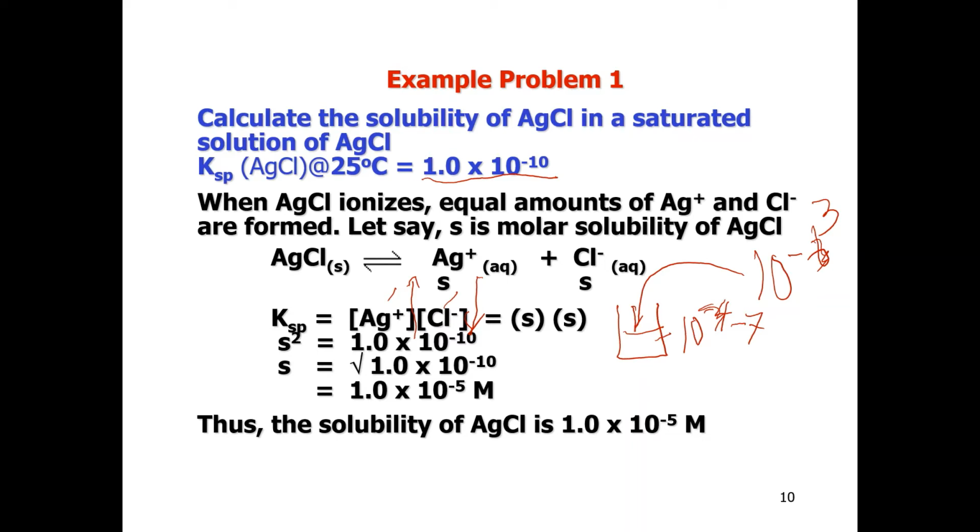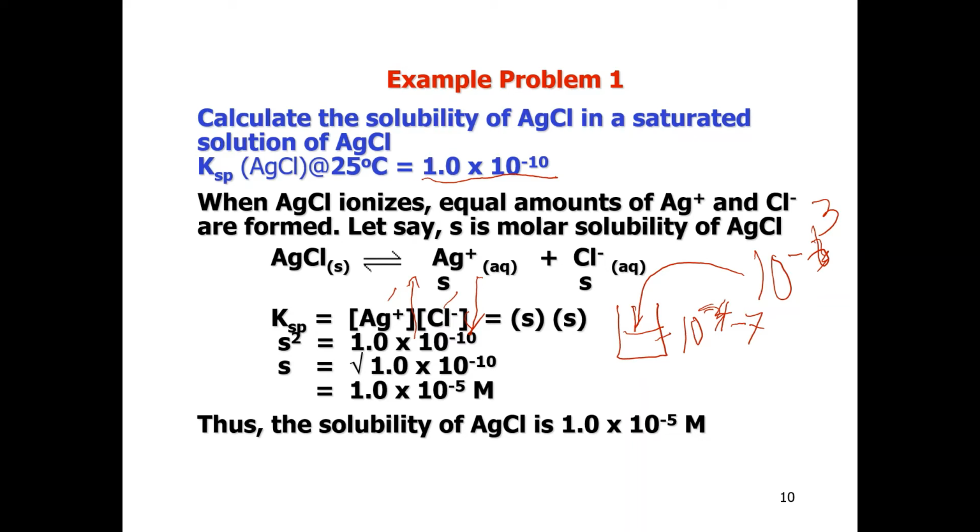And how much silver will react with Cl minus? It will react with the amount of Cl minus so that it will have a KSP value of 1.0 times 10 to the minus 10. If the concentration of Cl minus is high, only a small amount of Ag plus has to be added. If the concentration of chloride is low, then a high concentration of Ag plus needs to be added.